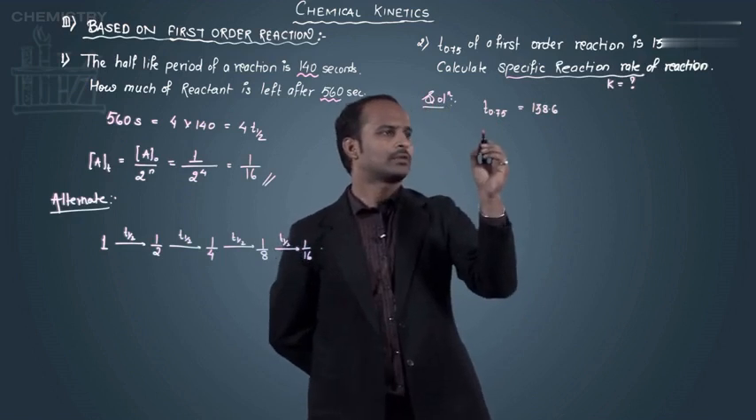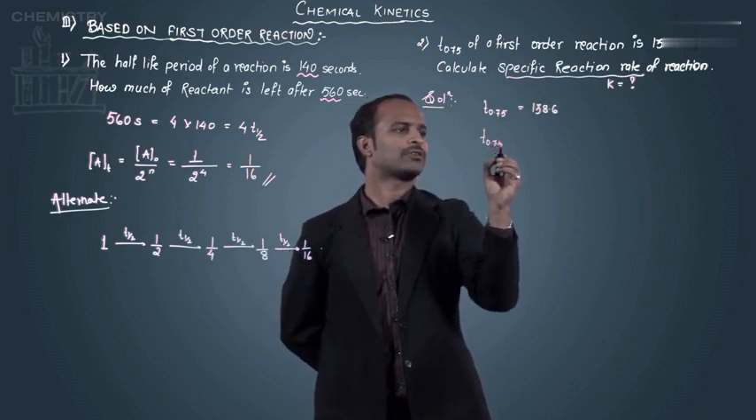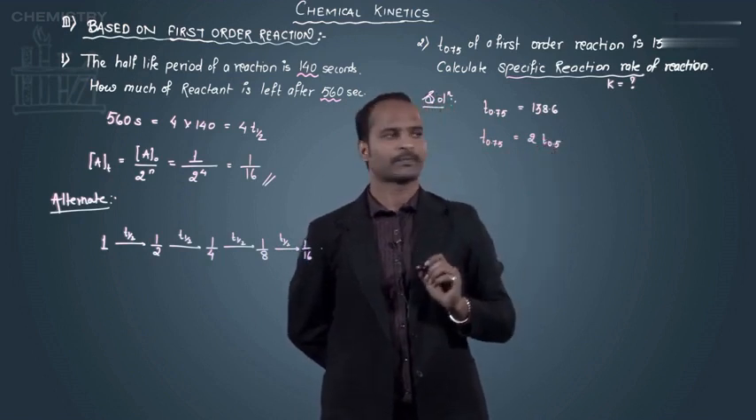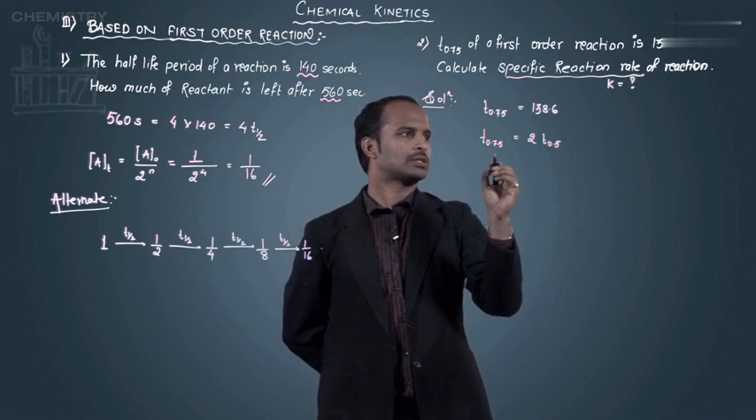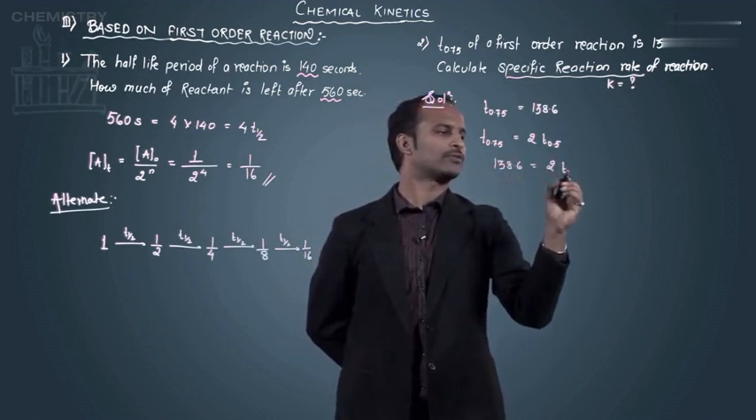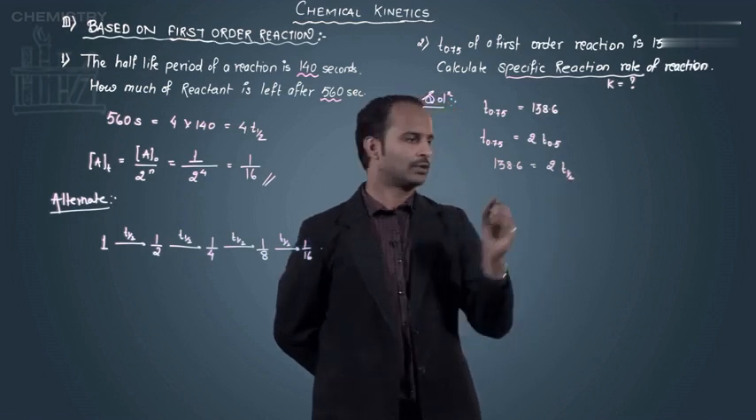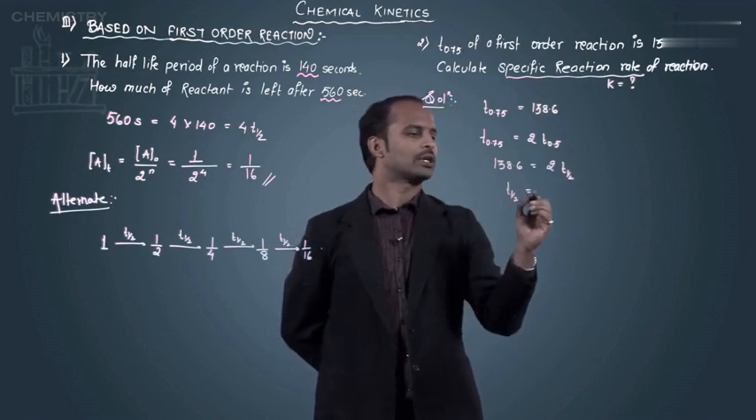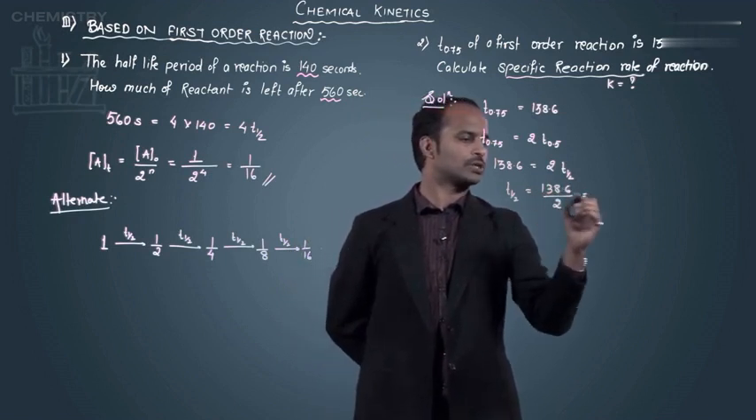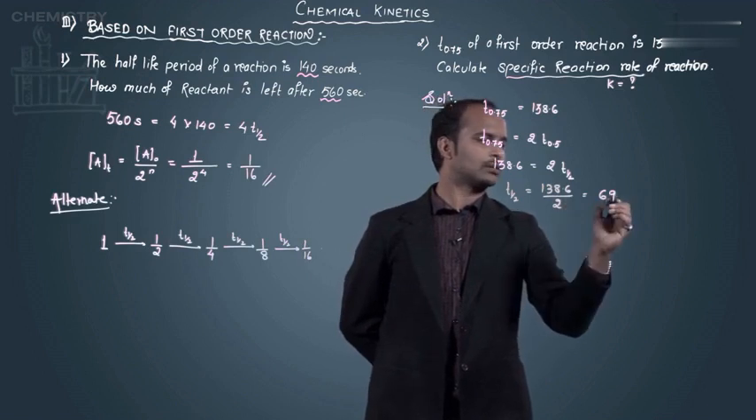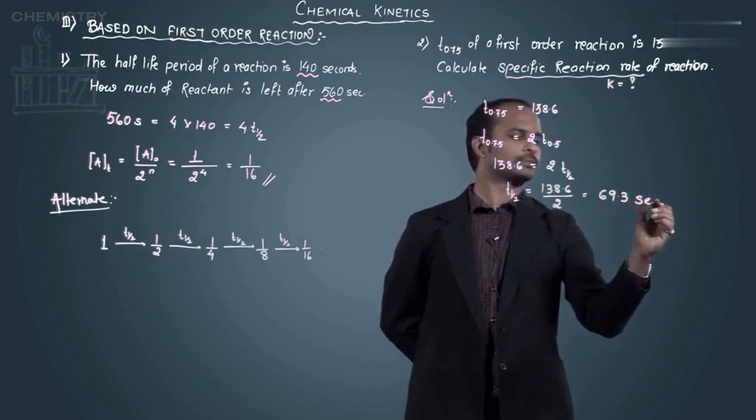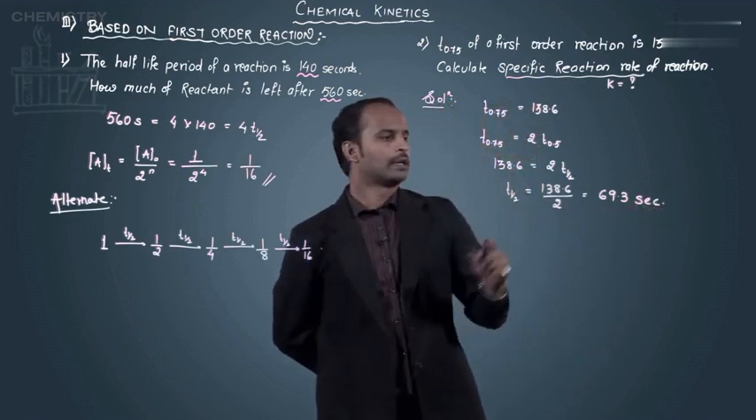Then I can say t0.75 is nothing but 2 times t0.5, that is, t half. So I can say this value, 138.6, is equal to 2 times t half. 0.5 means I can write half. So t half is equal to 138.6 divided by 2, which is going to be 69.3 seconds. Okay, now I got t half.